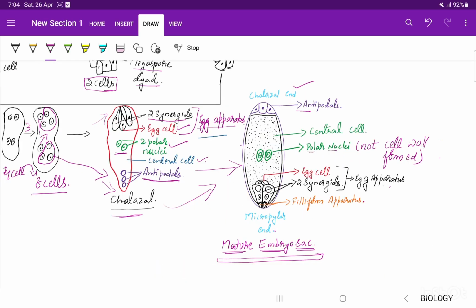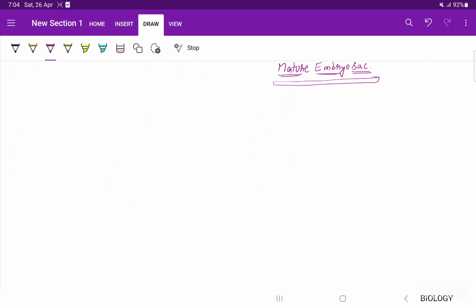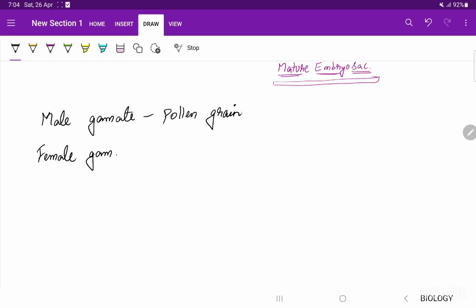Next, now we have both microspore and megaspore, that is male gamete and female gamete. Male gamete, that is pollen grain, and female gamete, that is embryo sac. Embryo sac or egg cell we can see. Egg cell is the main cell which helps for fertilization. Embryo sac involves all the cells which support the pollen grain to enter the egg cell and follow fertilization and further processes.